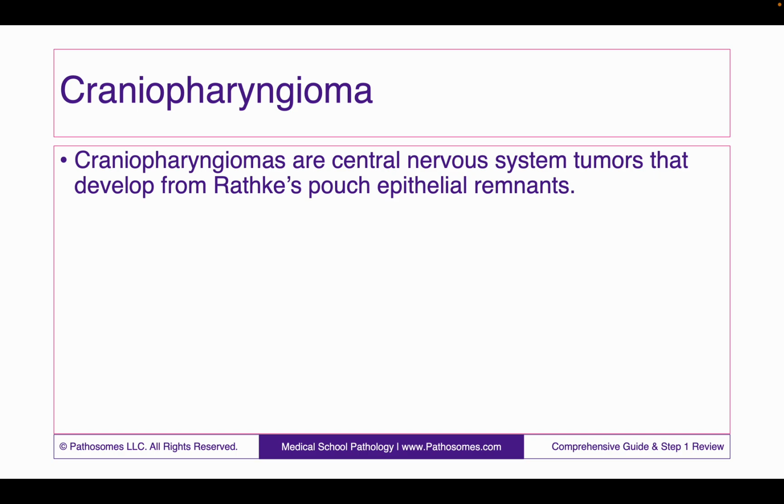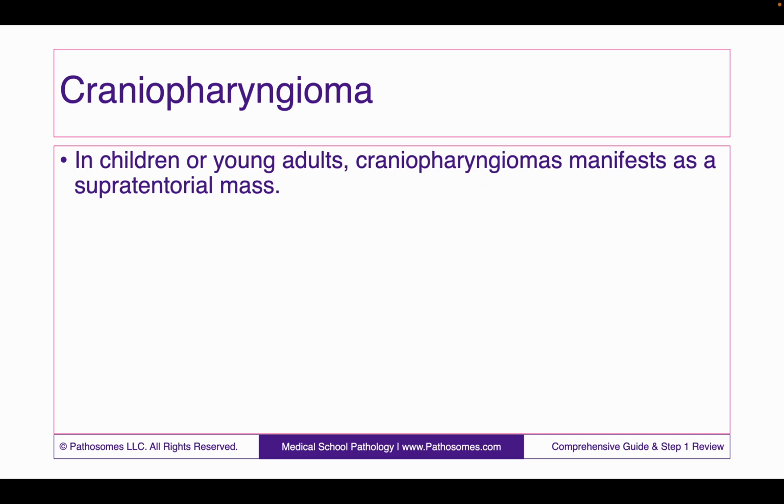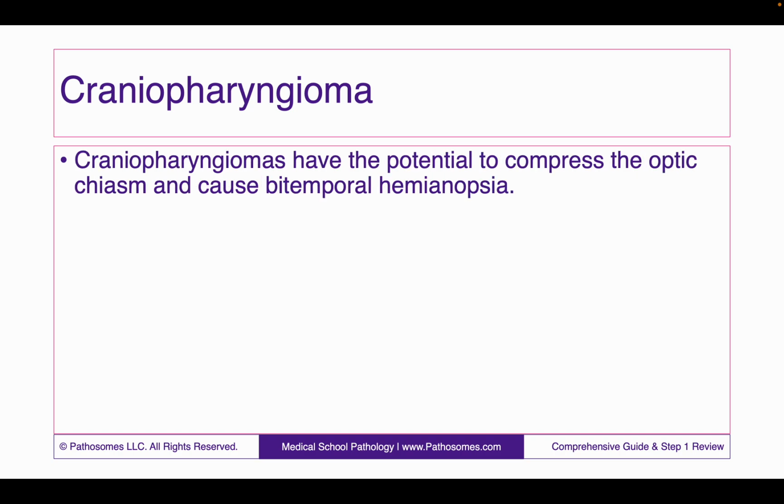Now let's talk about a craniopharyngioma. Craniopharyngiomas are central nervous system tumors that develop from Rathke's pouch epithelial remnants. In children or young adults, craniopharyngiomas typically manifest as a supratentorial mass. And craniopharyngiomas have the potential to compress the optic chiasm and cause bitemporal hemianopsia.